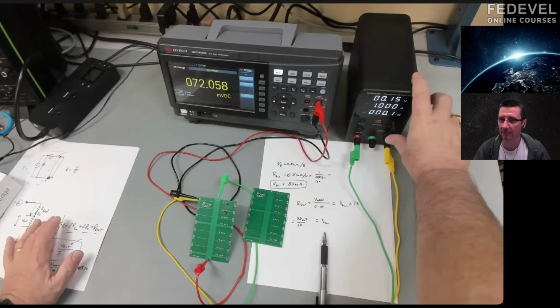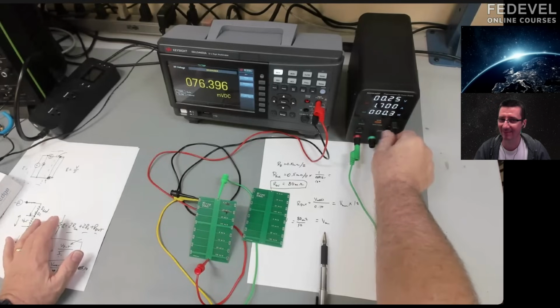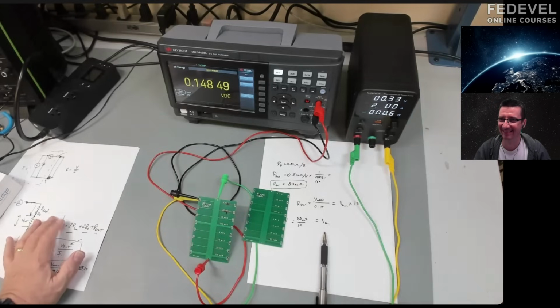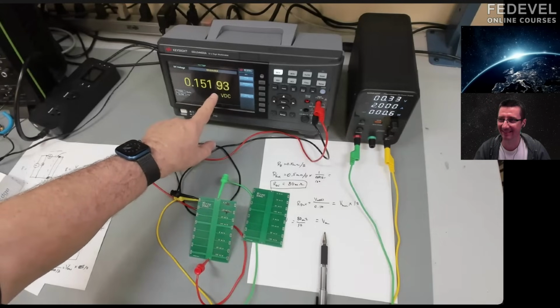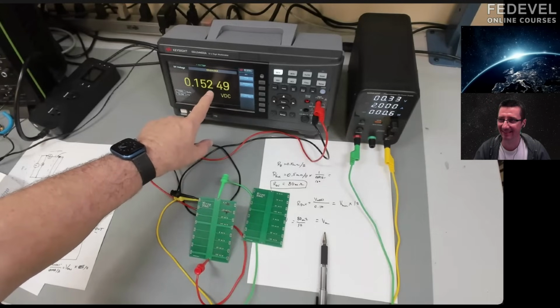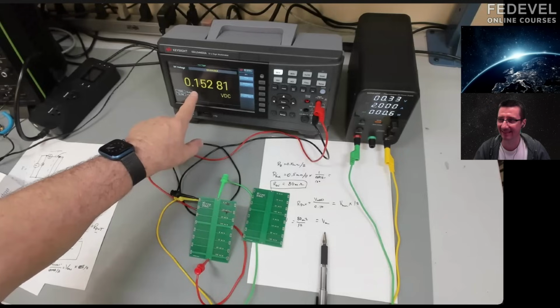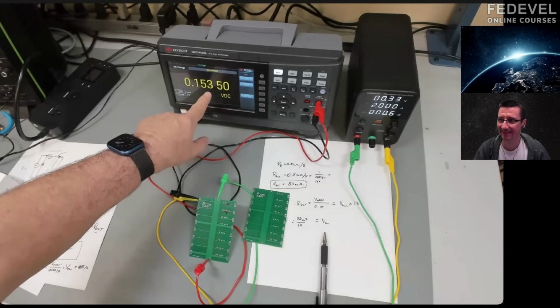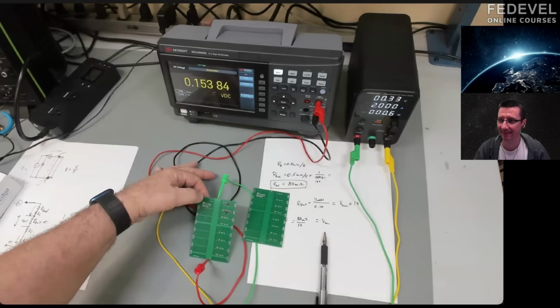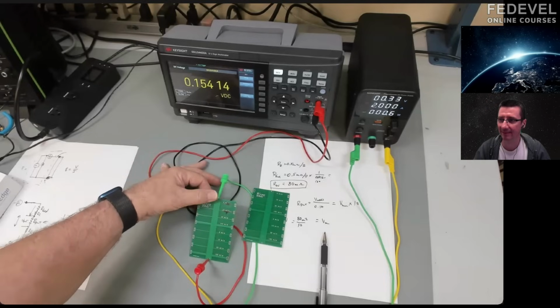I'm going to go up to 2 amps. And so we're at, well, wait a minute. Look at that. It's still increasing. It's 152 millivolts, 153. It's going up because now it's actually self-heating and getting a little warmer.